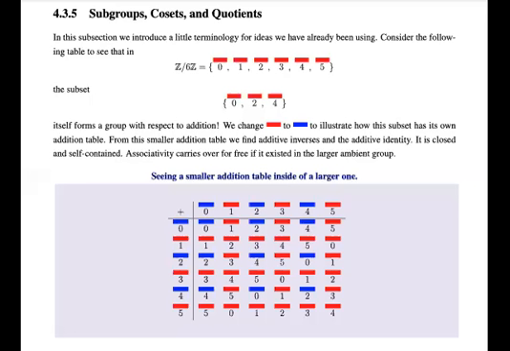Welcome to a read along with Dr. Powell in the book Discrete Perspectives in Mathematics. This is subsection 4.3.5, subgroups, cosets, and quotients.